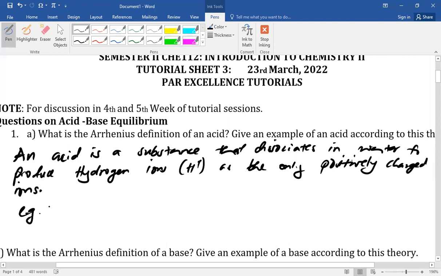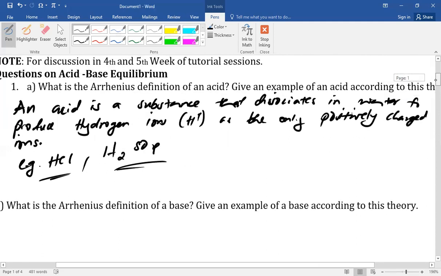So examples that we can give, there is hydrochloric acid. This one is a very good example. However, we can also give sulfuric acid. I think that one is okay, but you can just give hydrochloric acid in this case. Okay, so that's the Arrhenius definition of an acid.